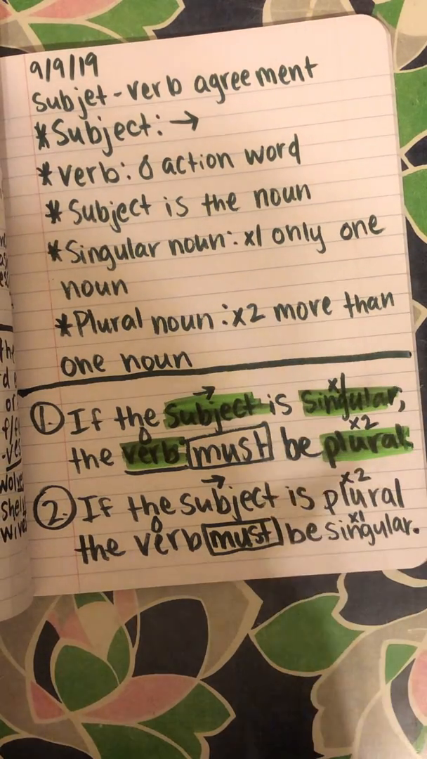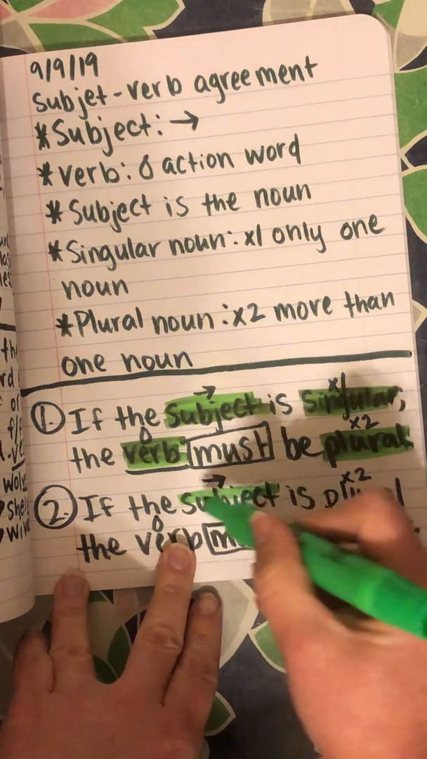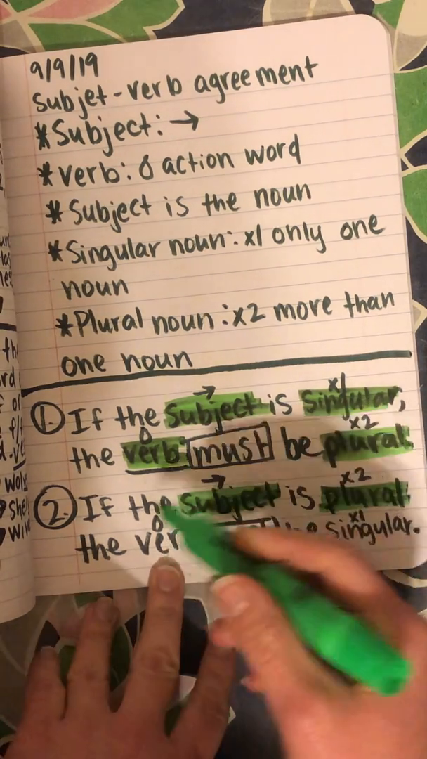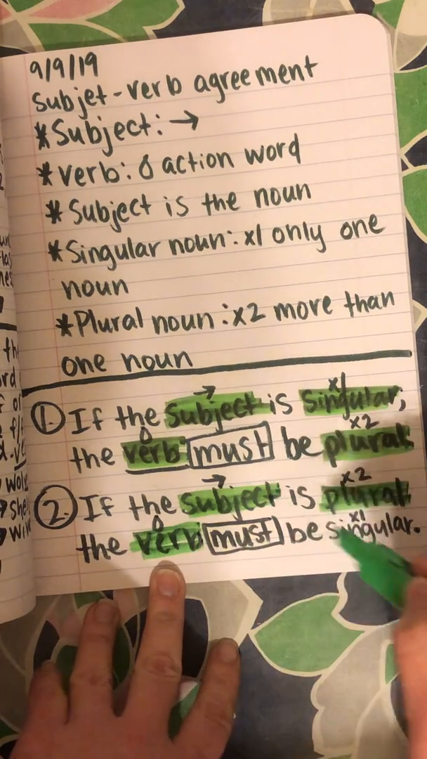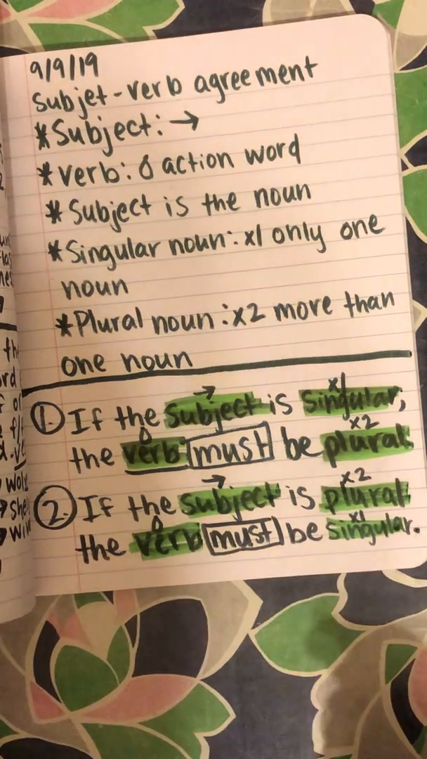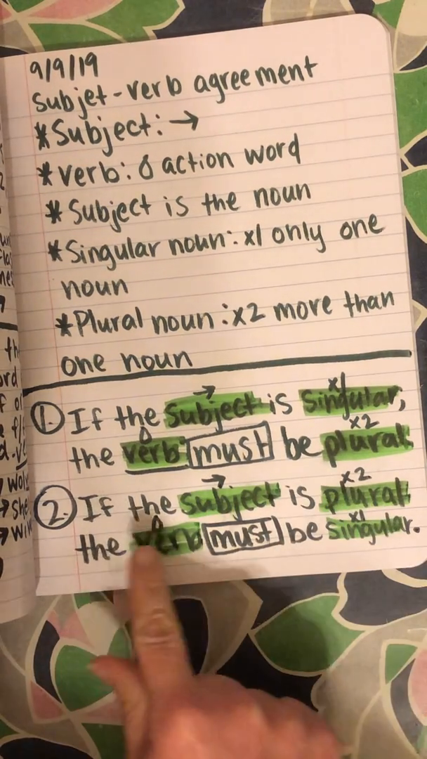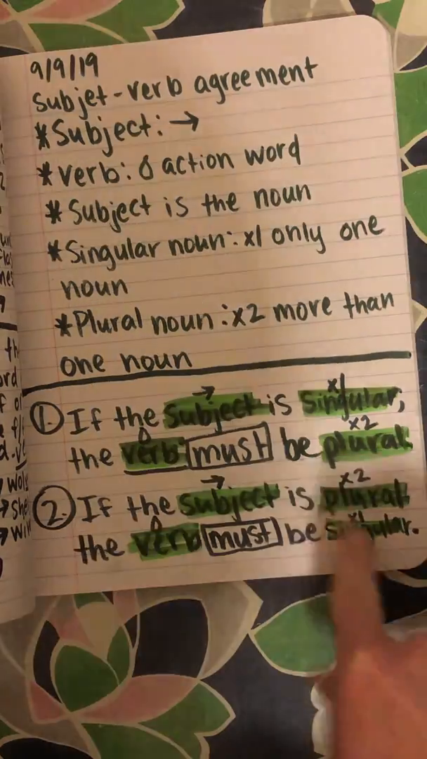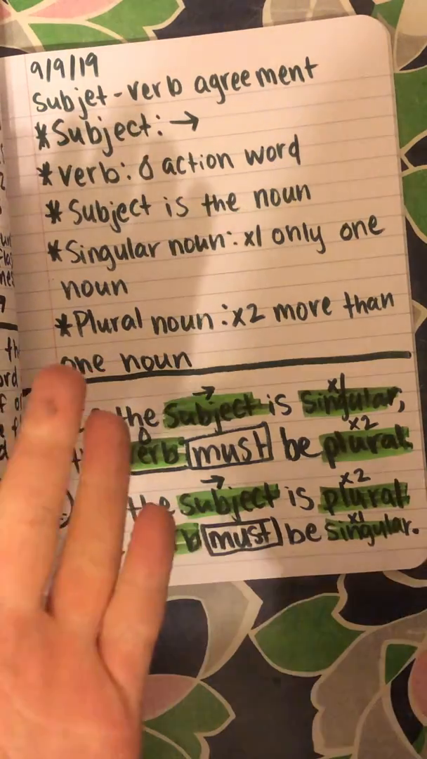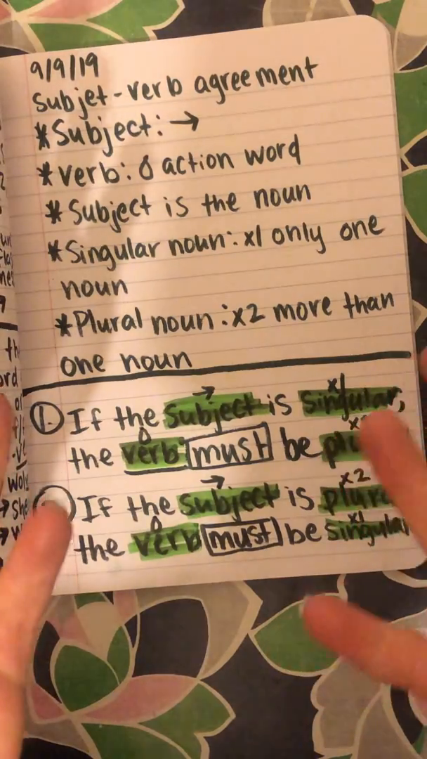Put your pencil down. Get out your highlighter. Highlight subject is plural. The verb must be singular. Got it? Good. All right, let's read the second rule. If the subject is plural, the verb must be singular. So the rules are interchangeable. If you notice that the subject is singular, the verb's got to be plural. If you notice the subject is plural, the verb's got to be single. Okay? We're going to get there.